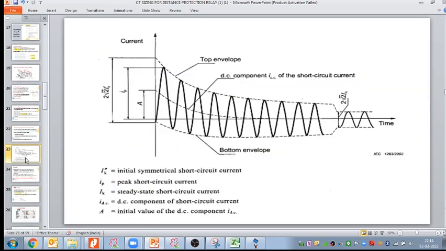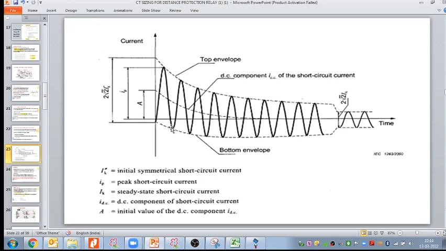This is my fault current nature. This is my event of the fault, as you can see here. When the fault happens, A is the initial value of the DC component. IP is the peak short circuit current, here, this one. When the fault is happening, this is the instant of the fault, so this is my maximum peak current.